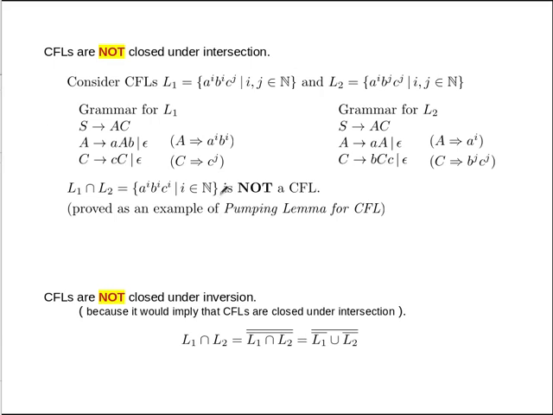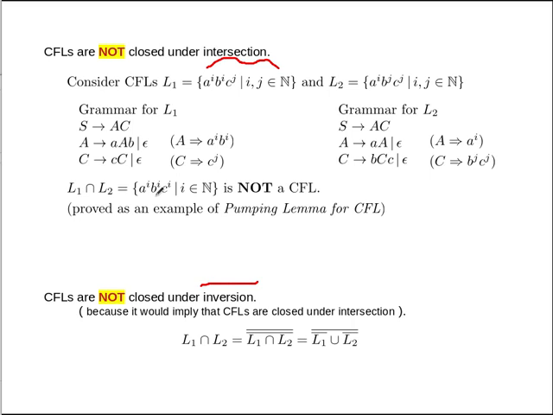Now let us prove that CFLs do not have certain closure properties that regular languages have. In particular, we will prove that CFLs are not closed under intersection, and not closed under inversion, right? For that we just need to give counter examples. So here the example that we consider are these two languages, L1 and L2, so that their intersection is this language, A to the I, B to the I, C to the I.